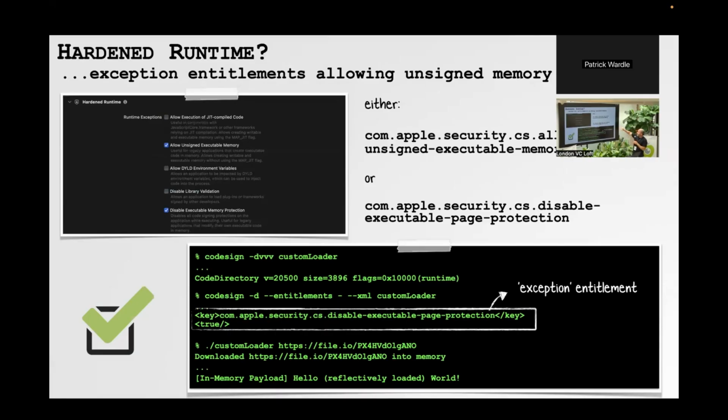So you can add either of these two exception entitlements, com.apple.security.cs.allow-unsigned-executable-memory, or disable-executable-page-protection. And so what I did was I just added these entitlements to my custom loader. Anybody can add their entitlements to any code. These aren't protected or restricted entitlements. And then everything works perfectly.